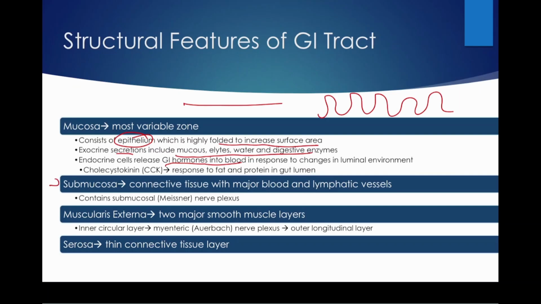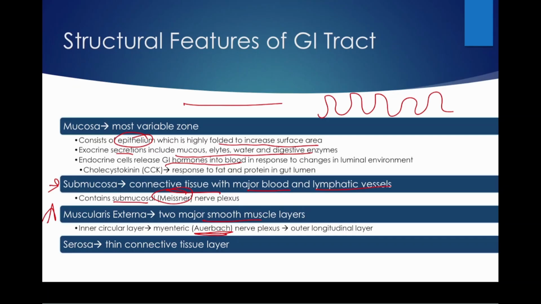The submucosal layer: connective tissue, major blood and lymphatic vessels, contains the submucosal or Meissner's nerve plexus. So the Meissner's plexus is in the submucosa. We have the muscularis externa layer, which is smooth muscle, and this is called the Auerbach nerve plexus. So the Auerbach nerve plexus is in the muscularis externa layer. The Meissner's nerve plexus is in the submucosal layer. And then the serosa is just the thin connective tissue on the outside.